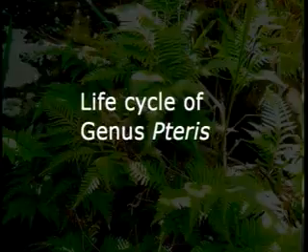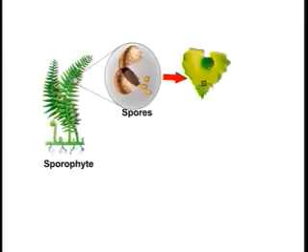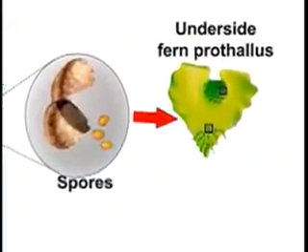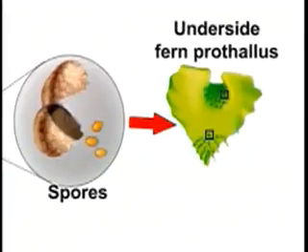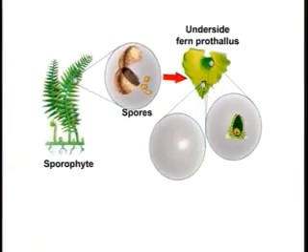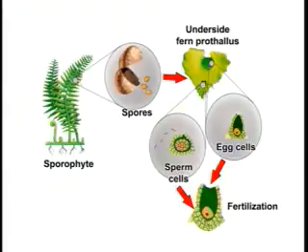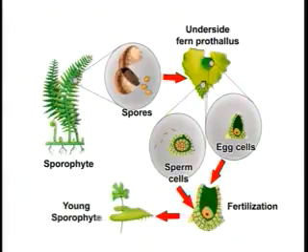Now, the life cycle of genus Pteris. The dominant stage in the life cycle of Pteris is the diploid independent sporophyte that produces spores in its sori. The spores germinate and develop into the haploid gametophytic phase, the prothallus. The prothallus is highly reduced, short-lived, and independent. It reproduces sexually with the help of antheridia and archegonia, wherein are formed spermatozoids and egg cells respectively. Fertilization of egg cell by a spermatozoid forms a diploid zygote which develops into the normal sporophyte.